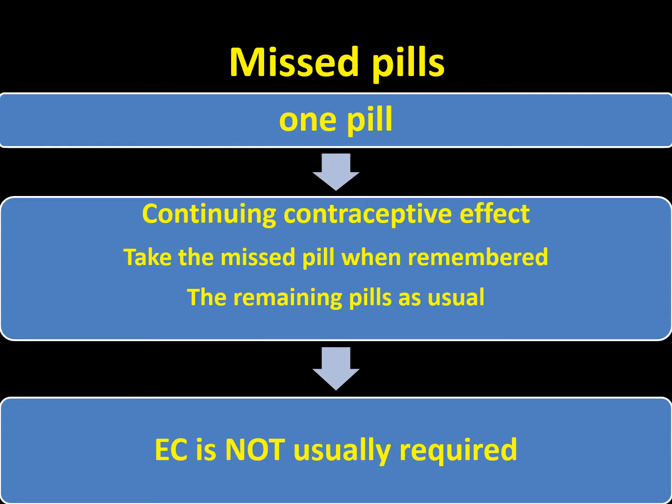What if the lady forgets to take her pill? What if you're called and asked about the missing pill? When we manage the issue of a missed pill, we need to think of how to continue the contraceptive effect of the method and if emergency contraception is required. If one pill is missed, then the lady takes this pill as soon as possible in addition to the required one and continues the method without the need for emergency contraception.